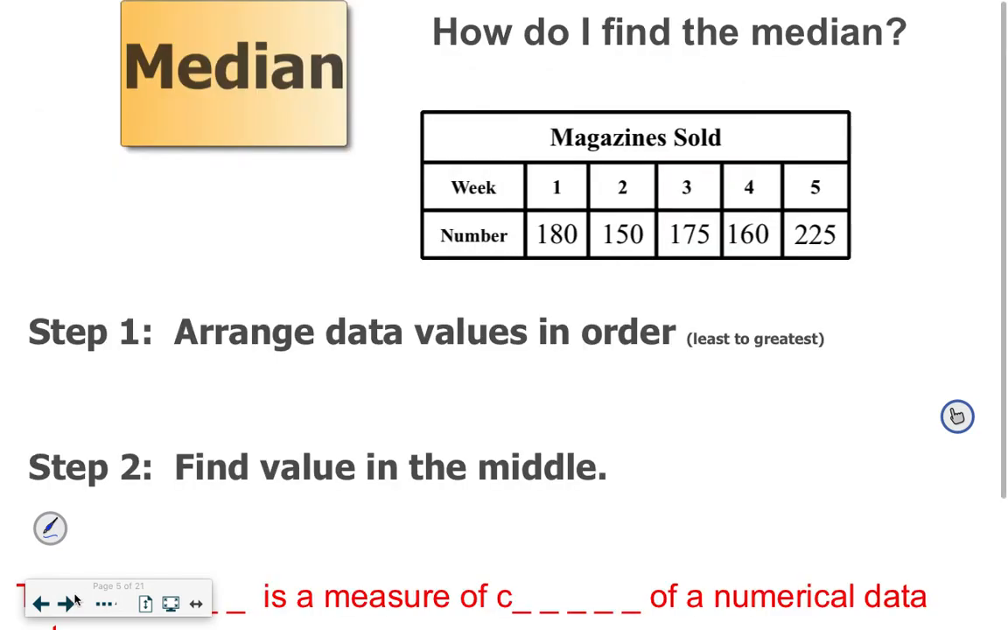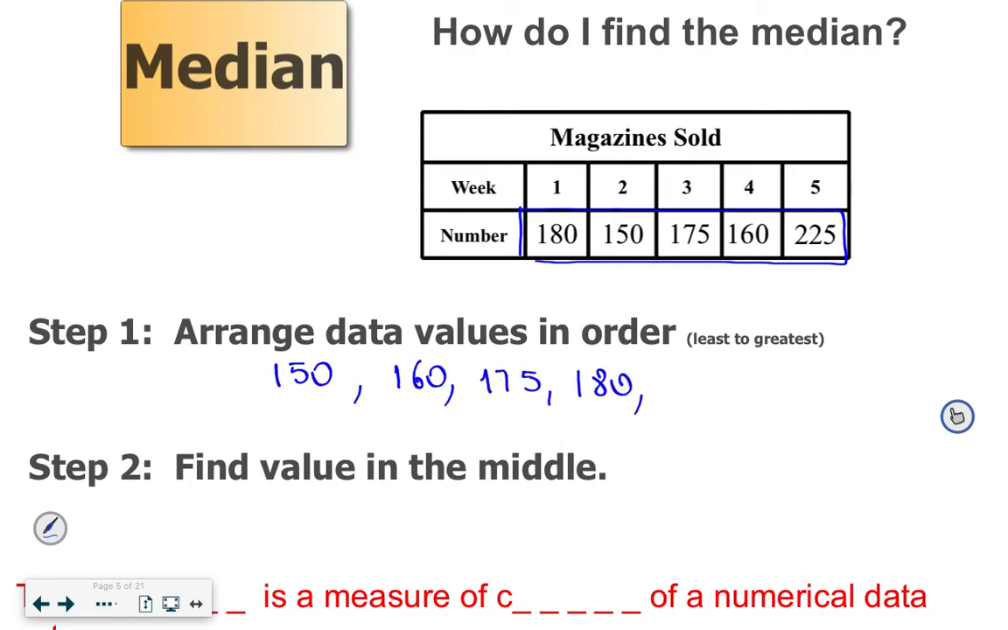Now next we are going to learn median. To be able to find the median, the first thing you need to do is order all the given data from least to greatest. As you see here, these are given data. Which one is the least one? 150. Next, 160. Next, 175. Next, 180. And the greatest number is 225.